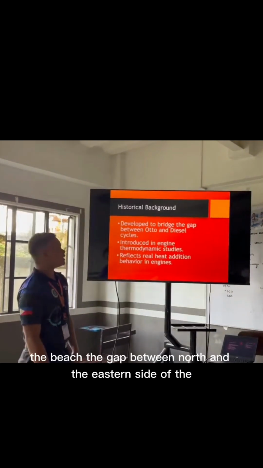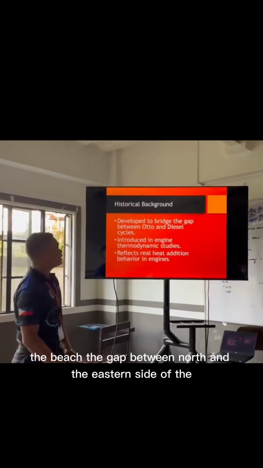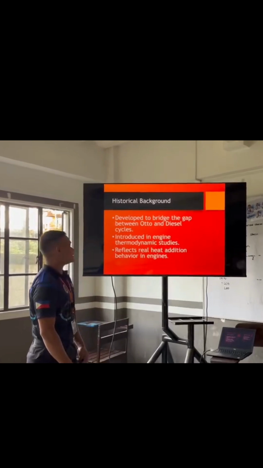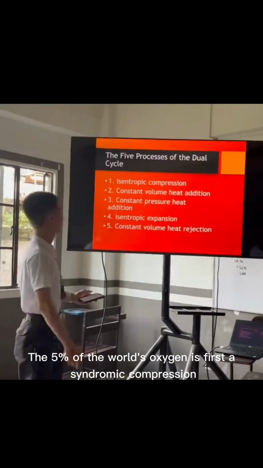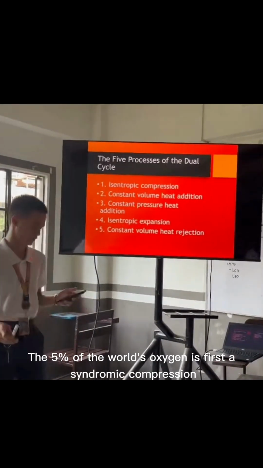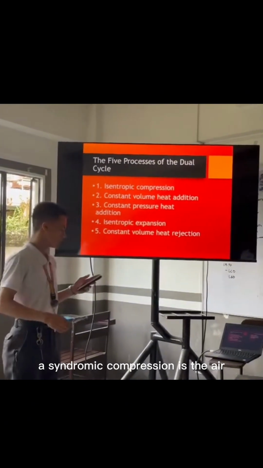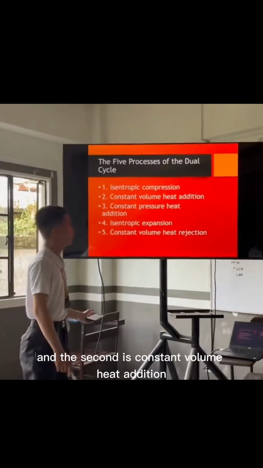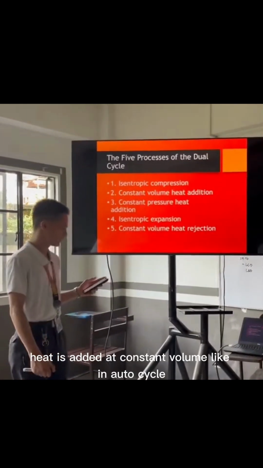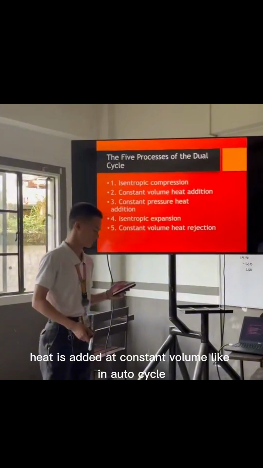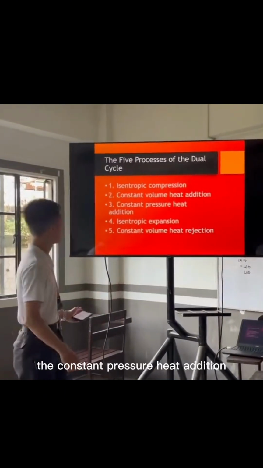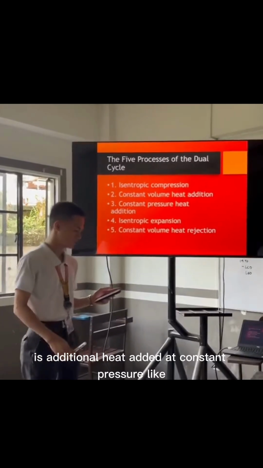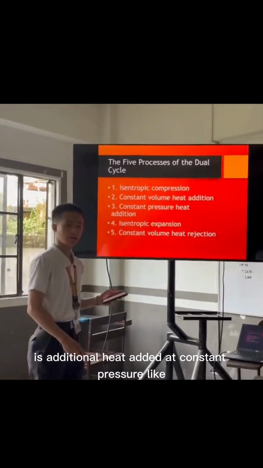So it develops the bridge, the gap between the Otto and the diesel cycle. It introduces engine aerodynamic studies. So the five processes in the dual cycle are: first, isentropic compression, which is the air-fuel mixture compressed with no heat exchange. The second is constant volume heat addition, where heat is added at constant volume, like in the Otto cycle. Third is constant pressure heat addition, where additional heat is added at constant pressure, like in the diesel cycle.